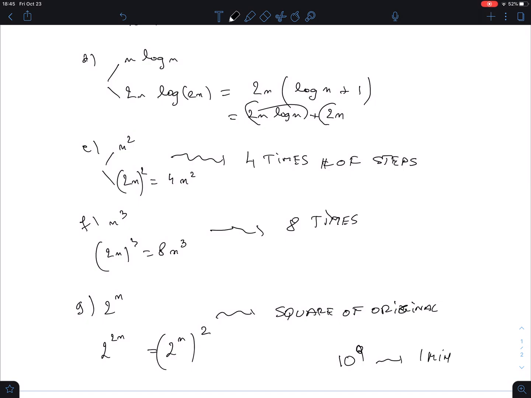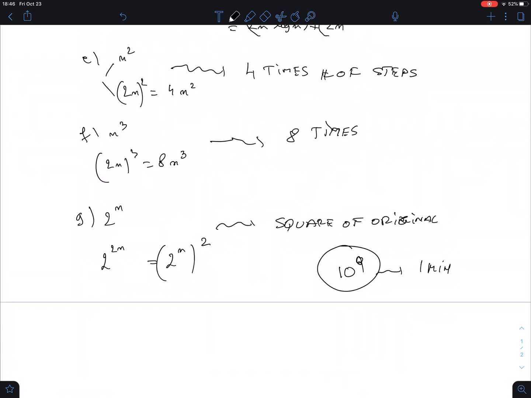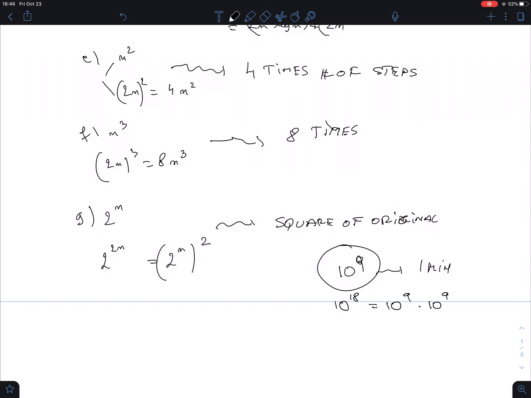Now, let's for simplicity say we have a problem that takes exactly 1 minute to calculate. That means this is the number of steps it needs to do. Now remember, in case G, I have to square this. The number of steps will now be the square of the previous number of steps. So let's look at what that means. That's 10 to the 18 steps. What is that? That is 10 to the 9 times 10 to the 9. Perhaps a better way to say that. Now, 10 to the 9 steps can be done in 1 minute. So how many minutes does this one take? Well, it takes 10 to the 9 minutes.